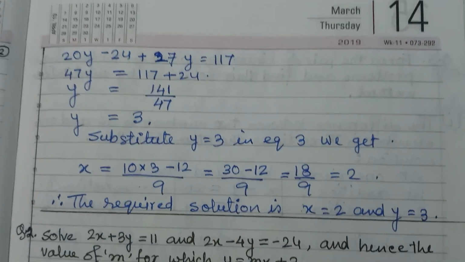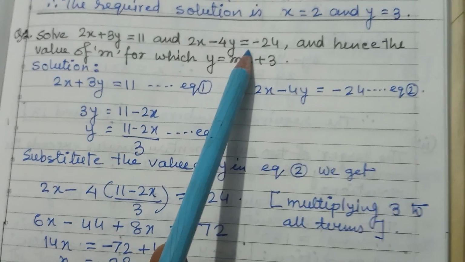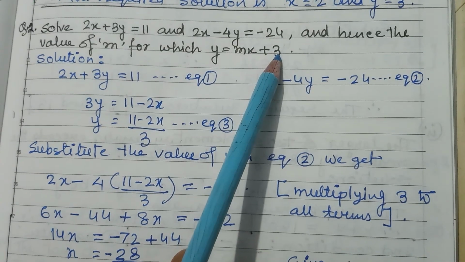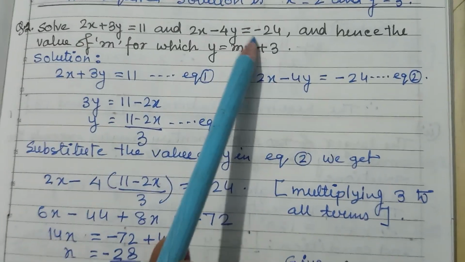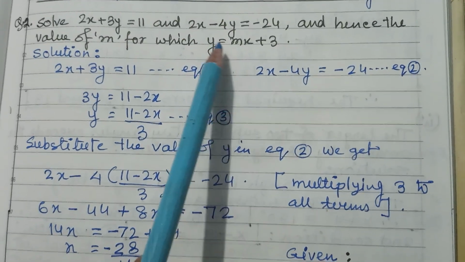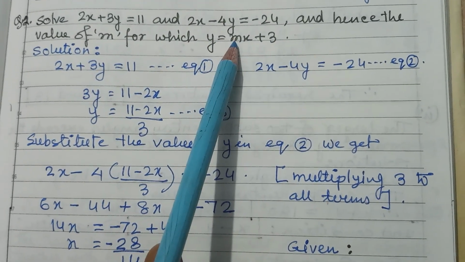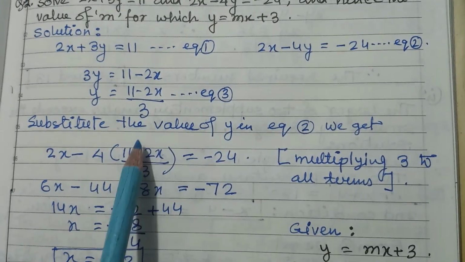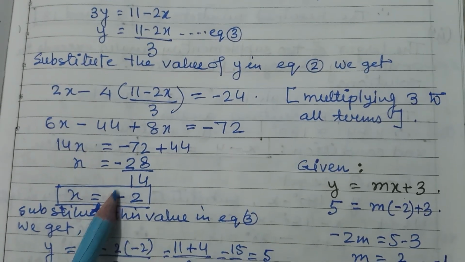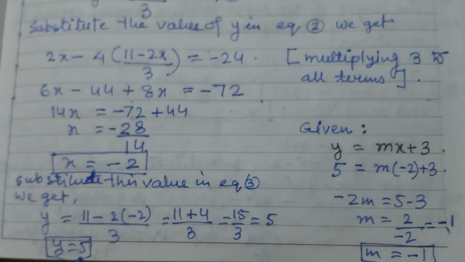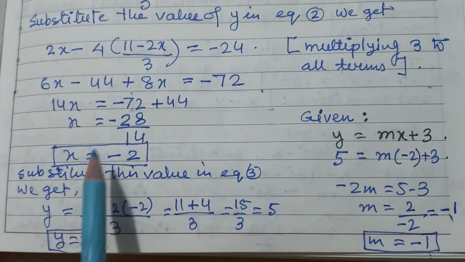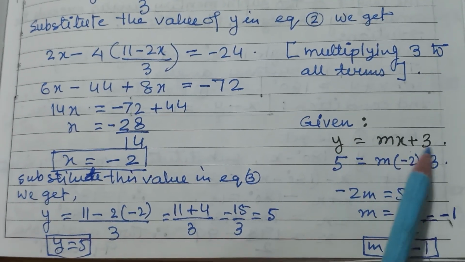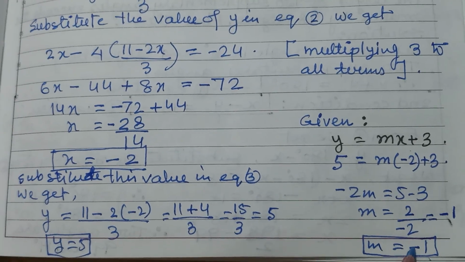This is the solution. Now question number 2: solve these and hence find the value of m for which y is equal to mx plus c. When you solve these two equations, you will find the values of x and y. Now substitute these values of x and y in this equation, then you will get the value of m. Same, y is equal to this. Now substitute this value in the second equation. It is x equal to minus 2 and y is equal to 5. Now x and y's values you substitute in this relation, y is equal to mx plus 3. So m is equal to minus 1.